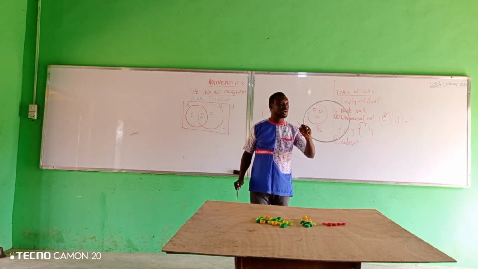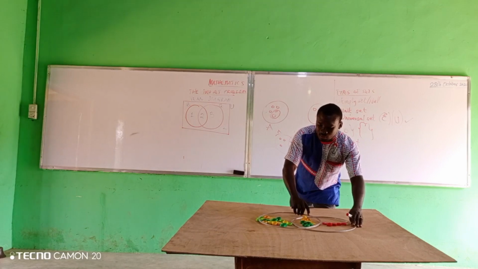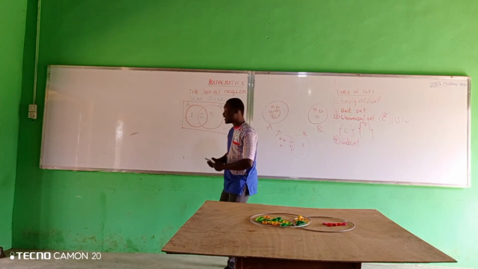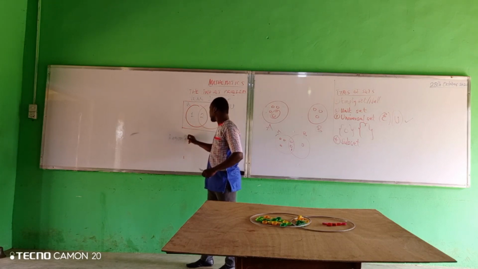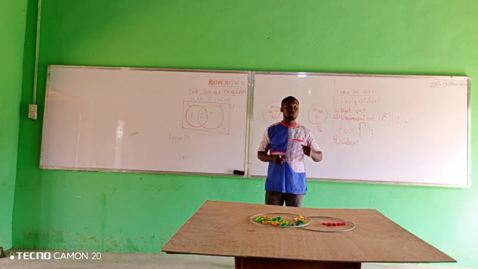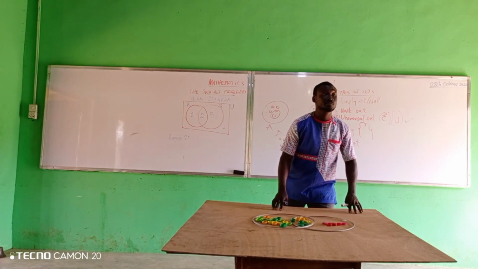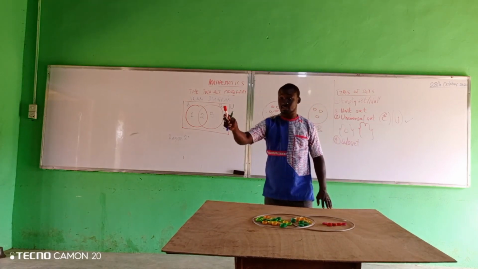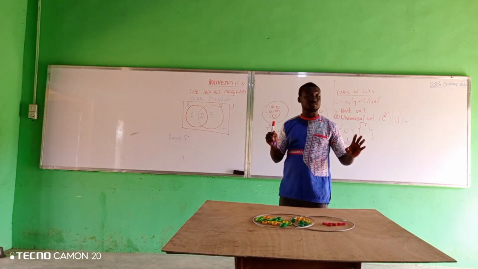Let me start from region 2. What does it mean? What is the meaning of region 2? So let's say this is boys and girls. Where the boys and girls meet.